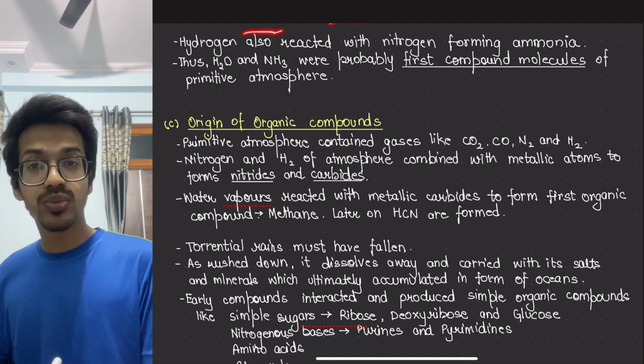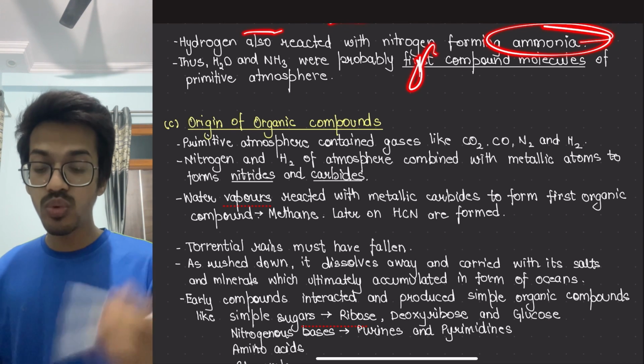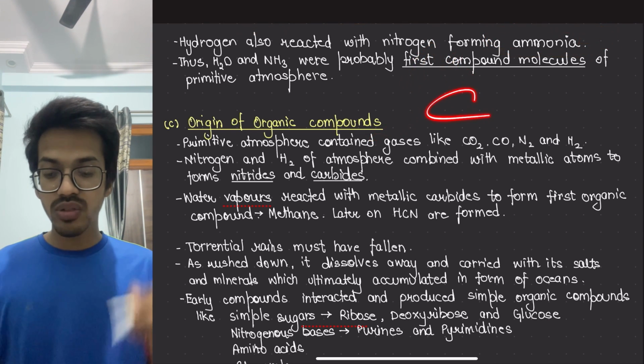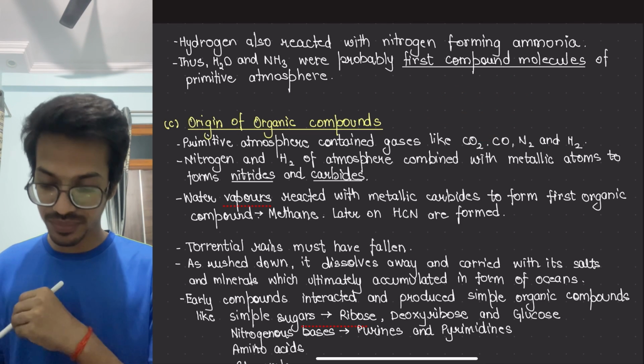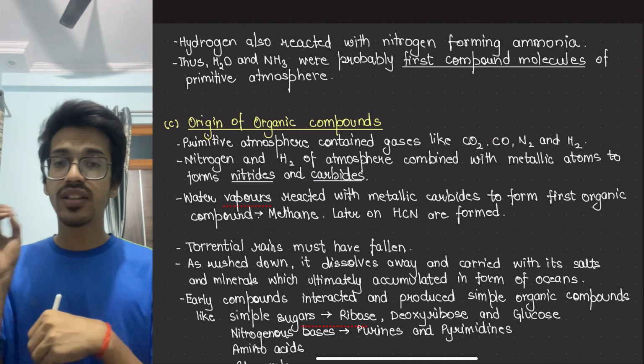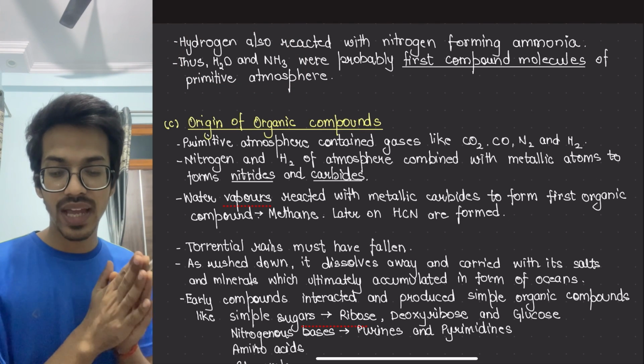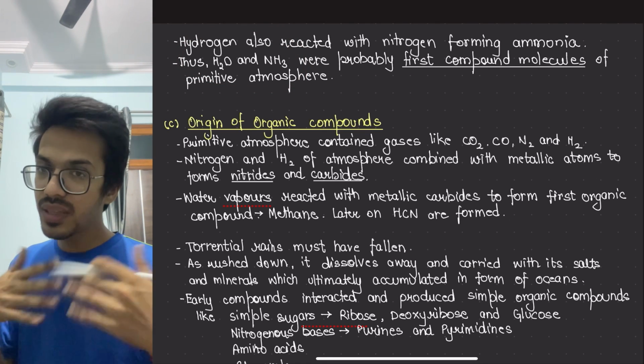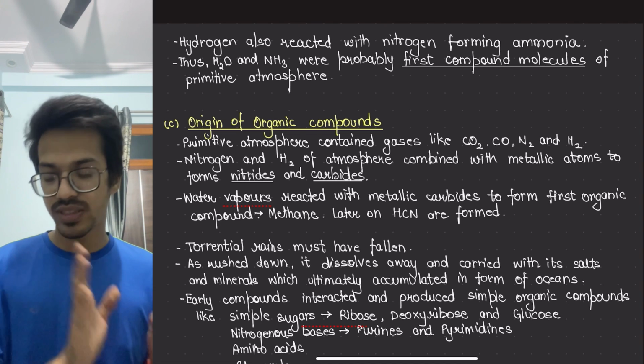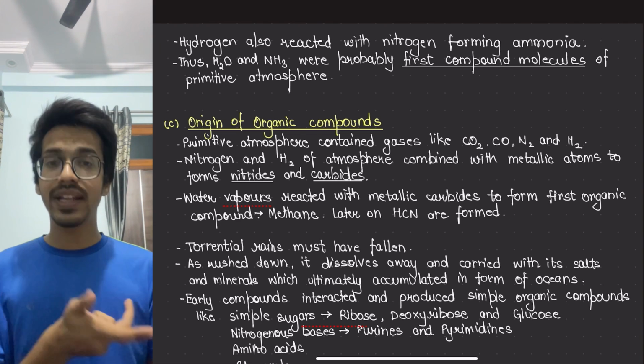Hydrogen also reacts with nitrogen and forms ammonia, NH3. It also reacts with carbon and forms methane. Now, it is believed that water and ammonia were the first compounds formed in the primitive environment. We understood this. Now coming to the organic compounds.